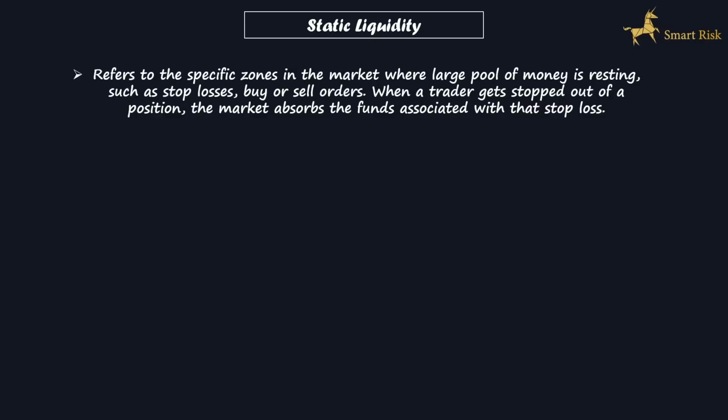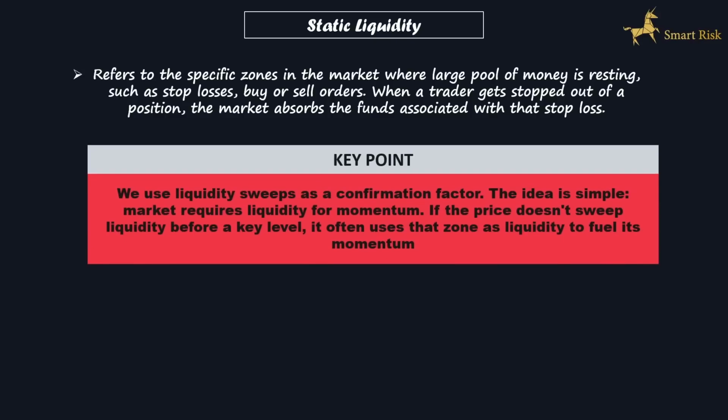Recognizing a liquidity sweep pattern before the price reaches our point of interest is crucial. This pattern confirms the strength of our supply or demand area. We use liquidity sweeps as a confirmation factor. The idea is simple. The market requires liquidity for momentum. If the price doesn't sweep liquidity before a key level, it often uses that zone as liquidity to fuel its momentum.